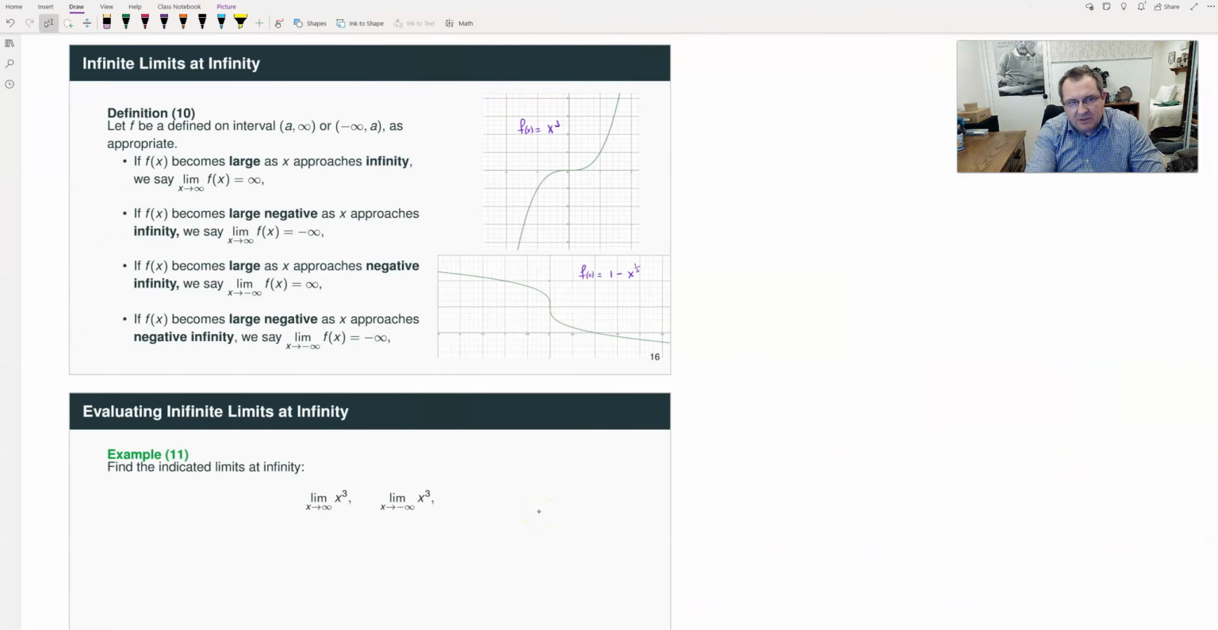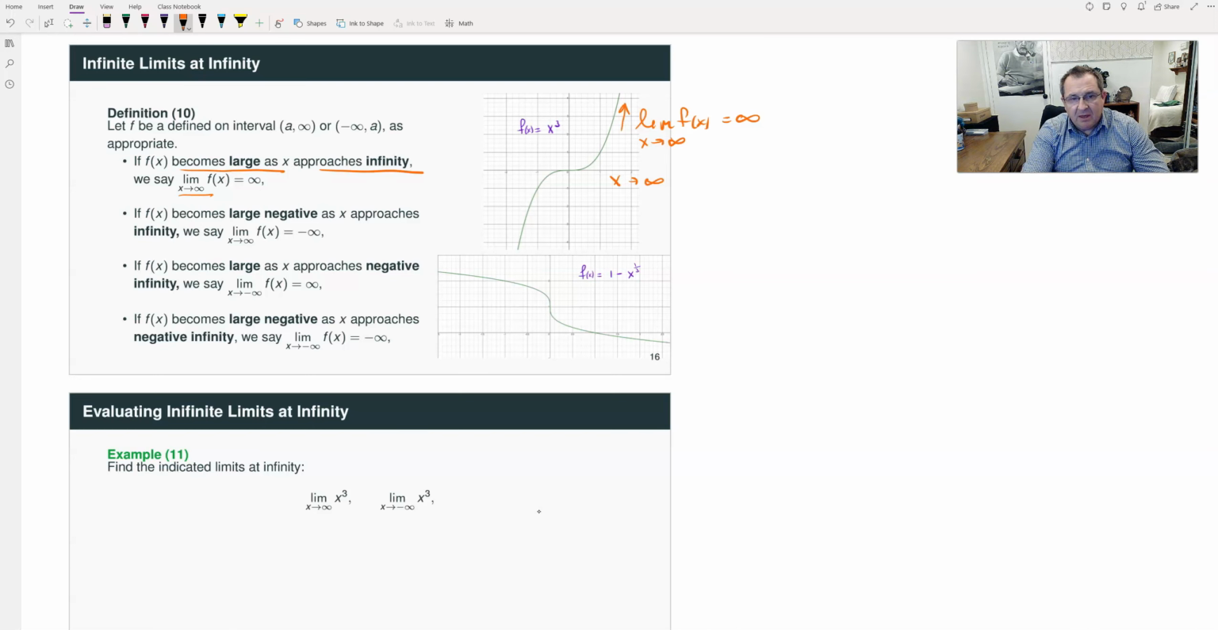Let us consider a special situation, when the function takes on large values as x is approaching infinity or negative infinity. We have four different possibilities. In the first possibility, x approaches infinity and the value of the function becomes large. In this case, we say that the limit of f of x is equal to infinity as x goes to positive infinity. Here's the situation: x goes to positive infinity, while the function increases. Here we have the case when the limit of f of x as x approaches infinity is equal to infinity.